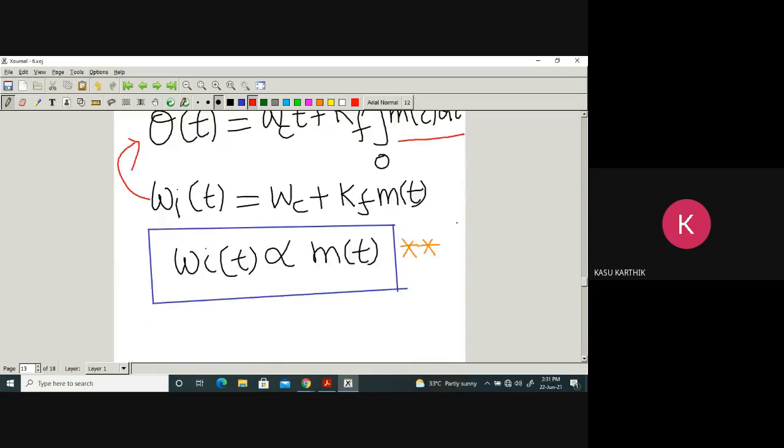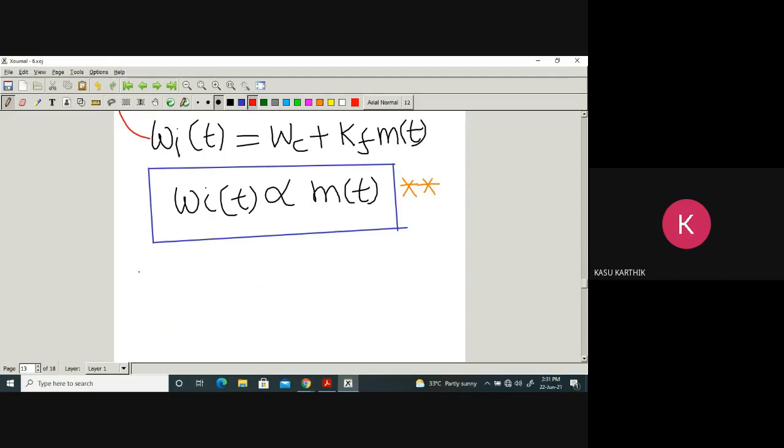What is kf? By this time you might be aware of kf. What is it called? Frequency sensitivity. In amplitude modulation we had ka, which is called amplitude sensitivity. Kp means phase sensitivity, and kf means frequency sensitivity.